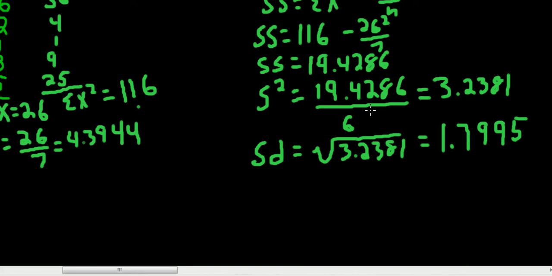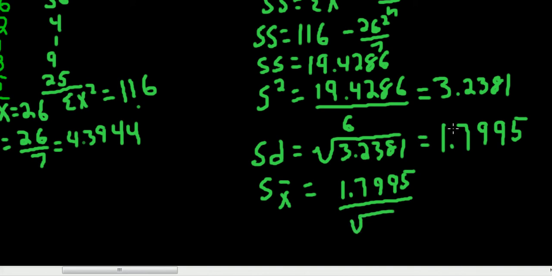And then finally we can get the standard error by taking the standard deviation, 1.7995, and dividing it by the square root of the sample size, which here is 7. So if we take the standard deviation and divide it by the square root of 7, we get the standard error of the mean, which is 0.6801.